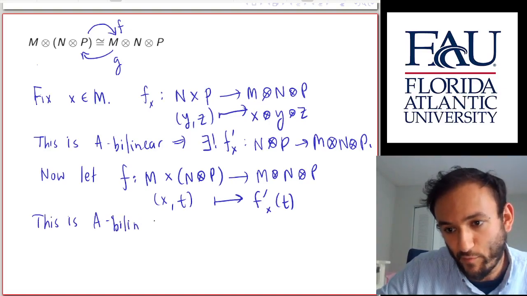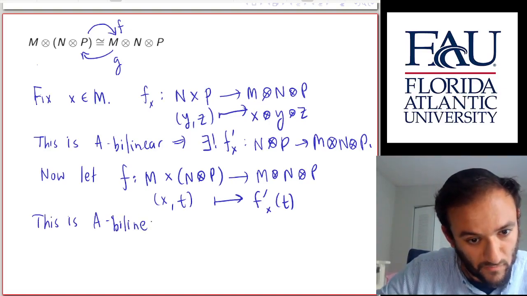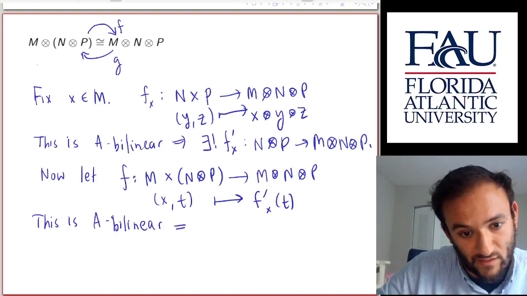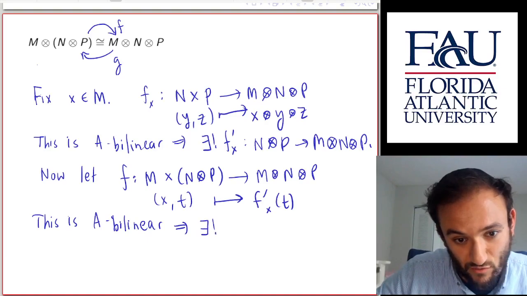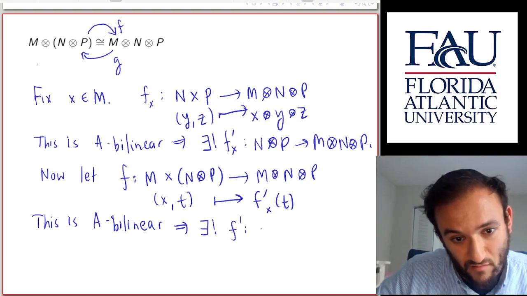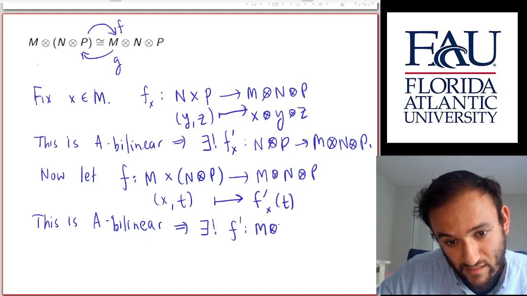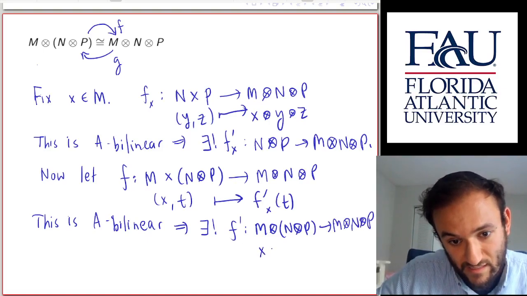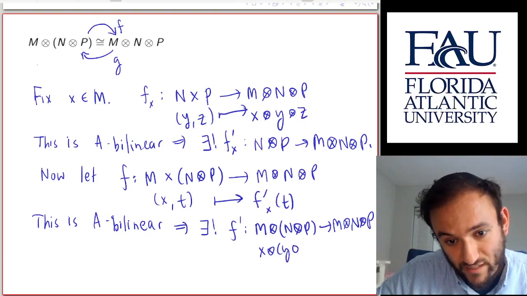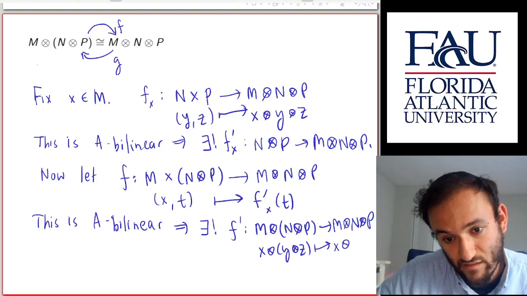Rather, it's bilinear in both coordinates. And so that implies, by the same universal property, that there is a unique f prime mapping m tensor n tensor p to m tensor n tensor p, which agrees with the maps we've described so far, i.e. it sends x tensor y tensor z to x tensor y tensor z.